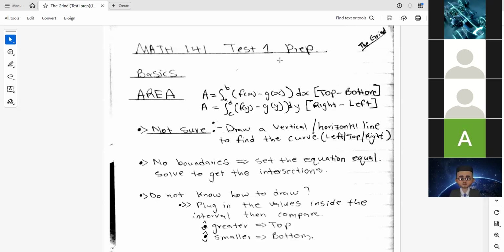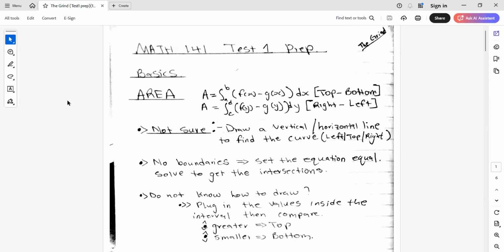All right. So we are back. So this is the preparation for the incoming test tomorrow for MATH141, right? Okay, so we're gonna start with the basics, right? So for this preparation, I don't have the examples because that would not be effective.